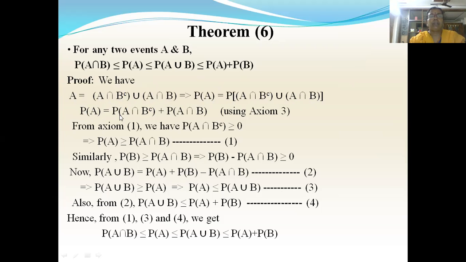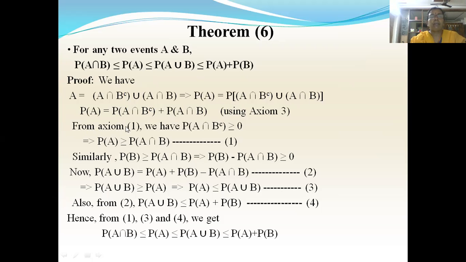Now P of A is equal to, because A intersection B complement and A intersection B are disjoint events, so using axiom 3, they are mutually disjoint. Using axiom 3, this will be equal to P of A intersection B complement plus P of A intersection B. That is the axiom of additivity.